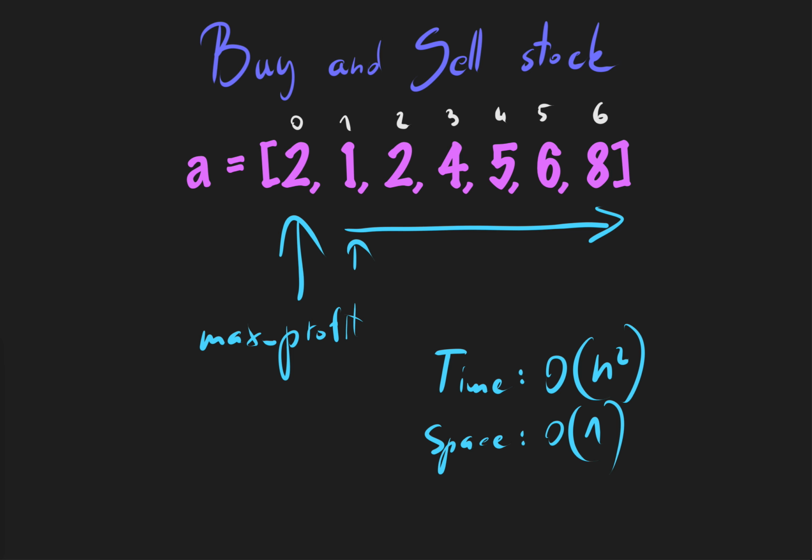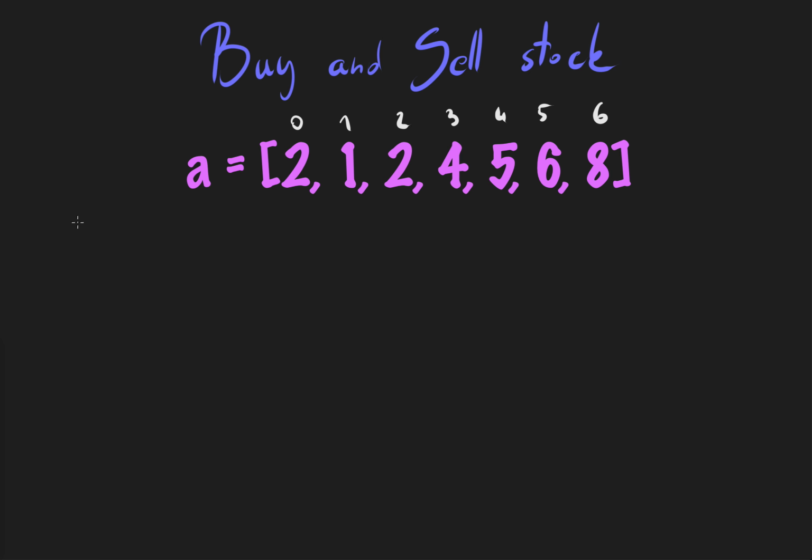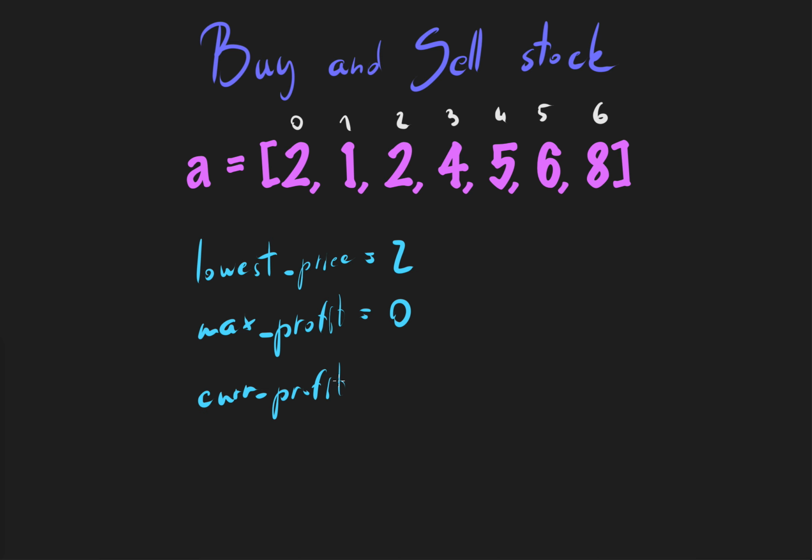We could probably optimize this. So let's say that we have a variable called lowest price, which could be initialized to the first price, which is 2. We would also track the max profit, which could start at 0 or negative infinity. In this case, we would just start at 0, and a current profit, like so.